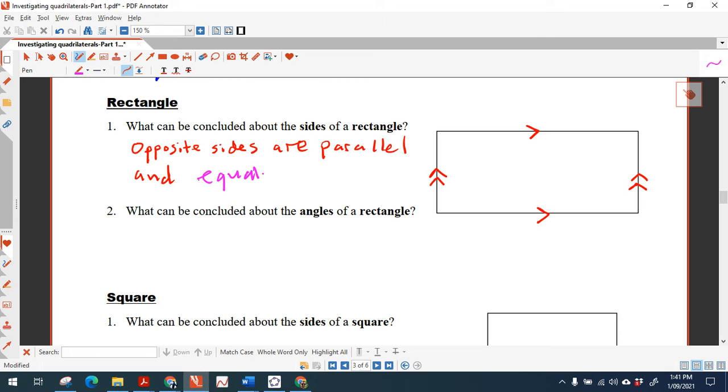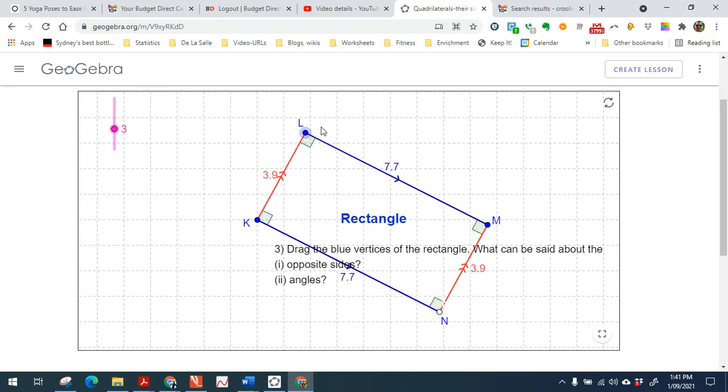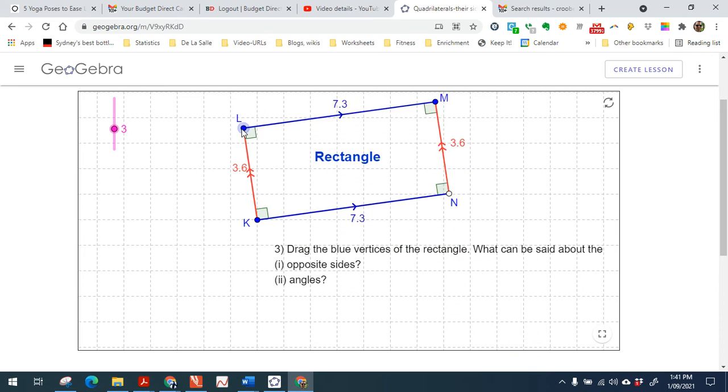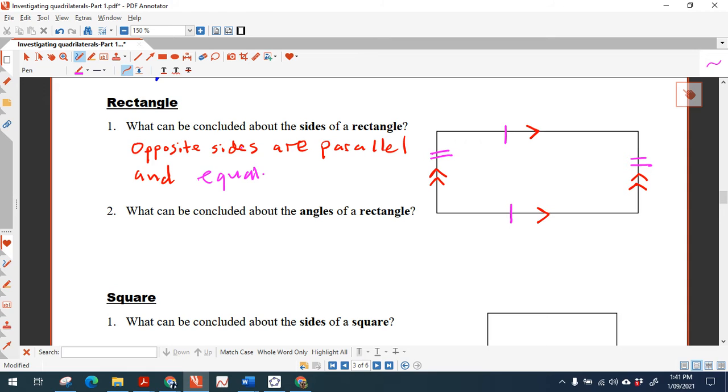Now, when we say opposite sides are equal, we mean that this side's equal to this side, and then this side here is equal to this side. Okay, now what can be concluded about the angles of a rectangle? Well, you can see we've got 4 right angles here. So no matter what you do to your rectangle, how big or small you make it, you've always got 4 right angles. So let's add that to our diagram.